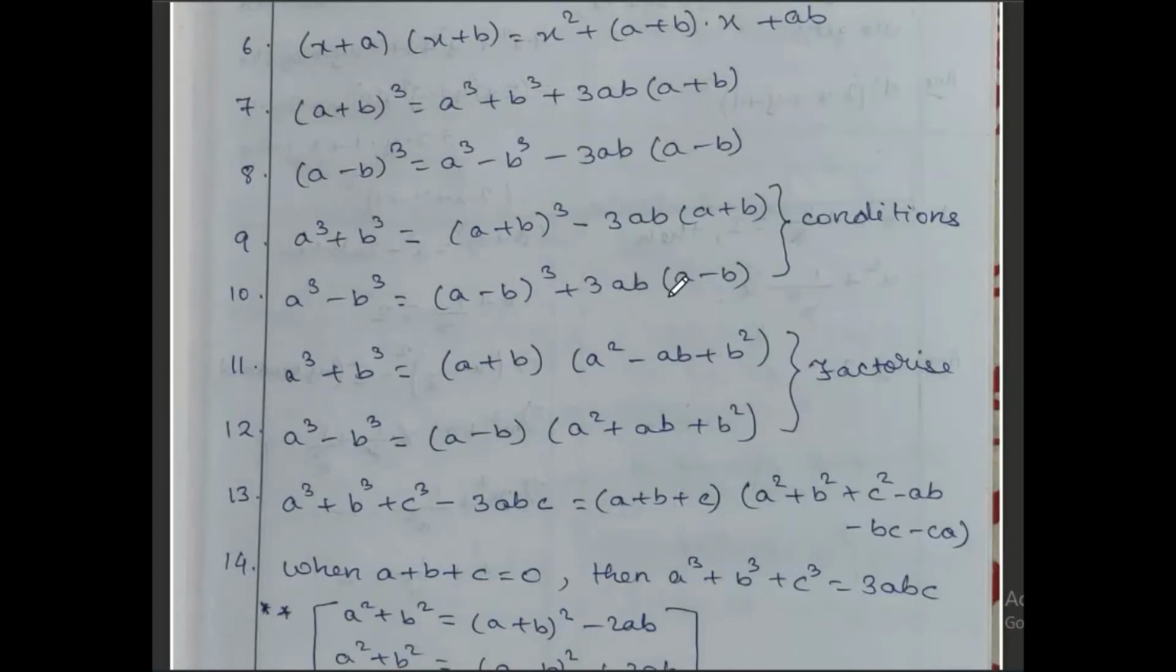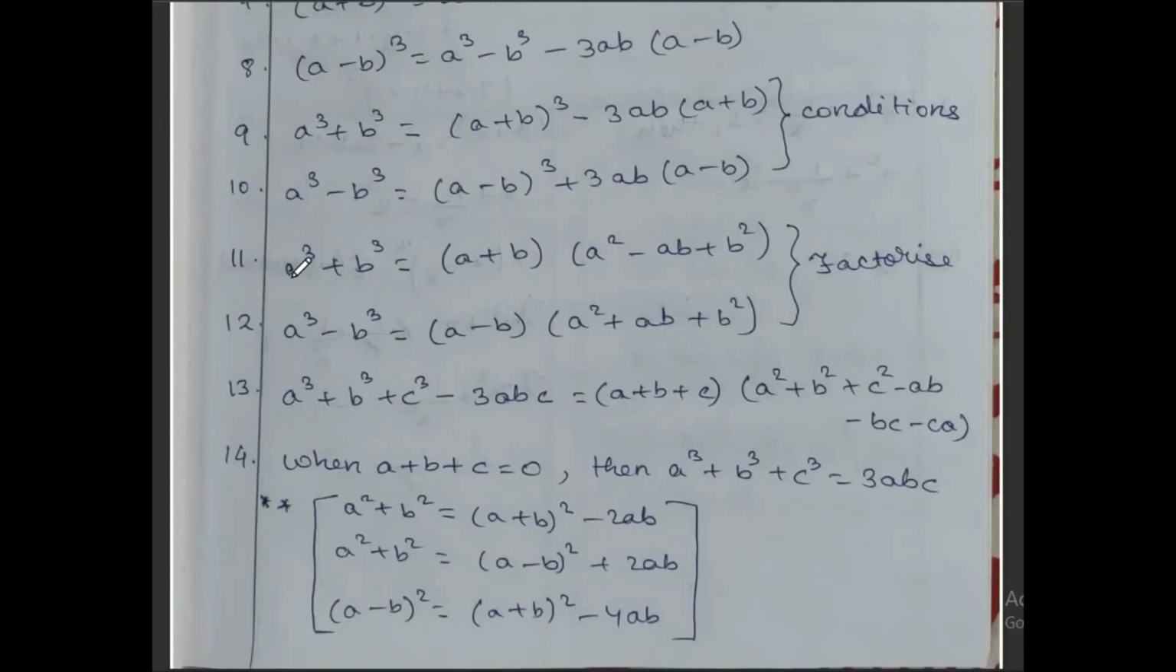These two formulas can be utilized when some conditions are given in the question, like the value of a plus b is available to you, ab is available to you, a minus b is available to you. In that case, you can utilize this formula for finding the value of a cube plus b cube. Mind it, on condition, if the values are available for a plus b and ab, or a minus b and ab, then you can utilize these two formulas for finding a cube plus b cube and a cube minus b cube. Both formulas are coming from number 7 and number 8. From number 7 we are getting formula number 9, and from number 8 we are getting number 10.